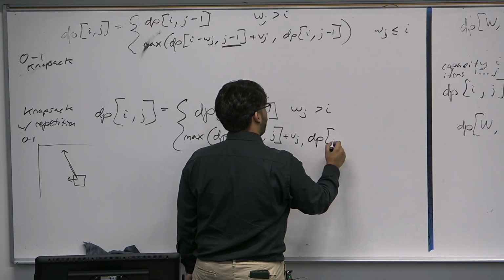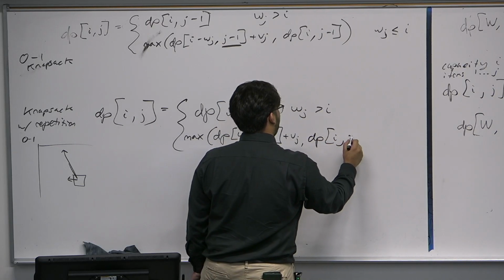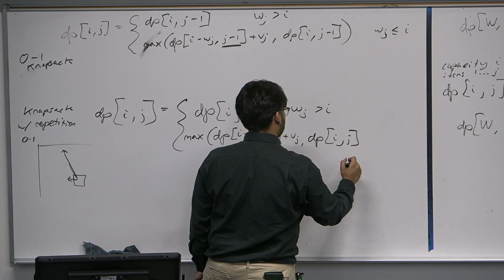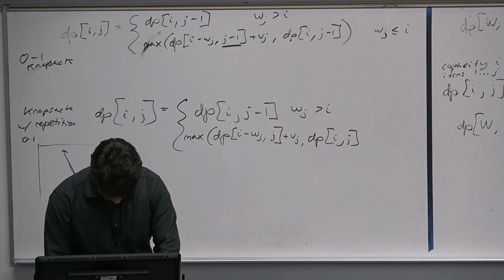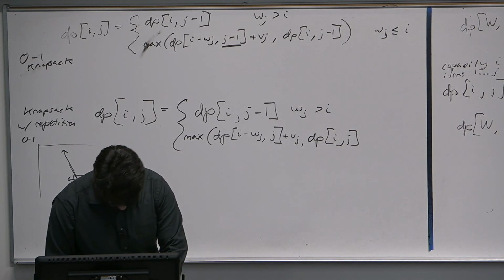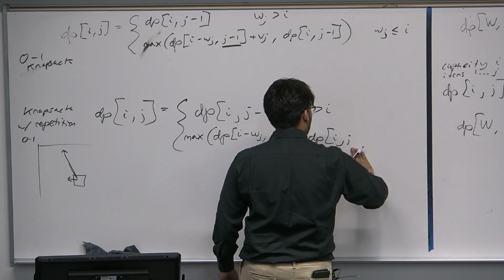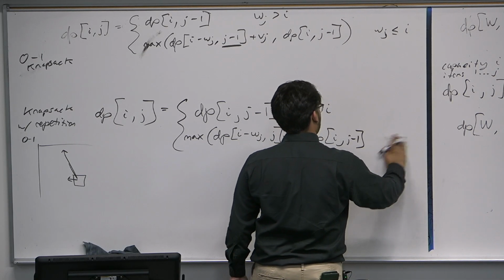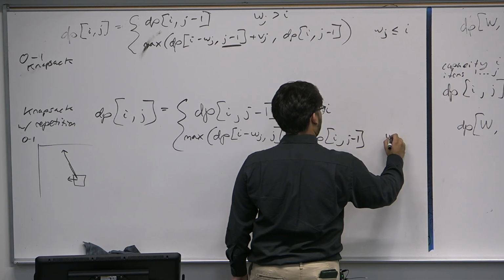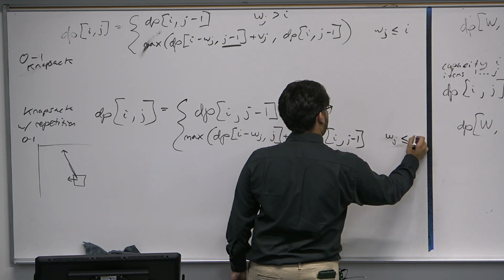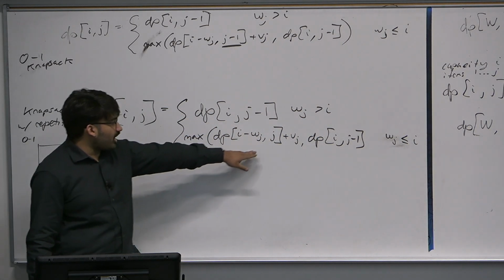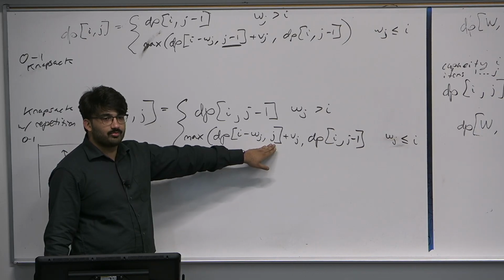And similar here, if we don't choose it, this is just going to be dp of i, j. Let me double check. Correct. You can't have that recursive thing. Right? The difference here in this j is what allows you to consider a subproblem of previous things.